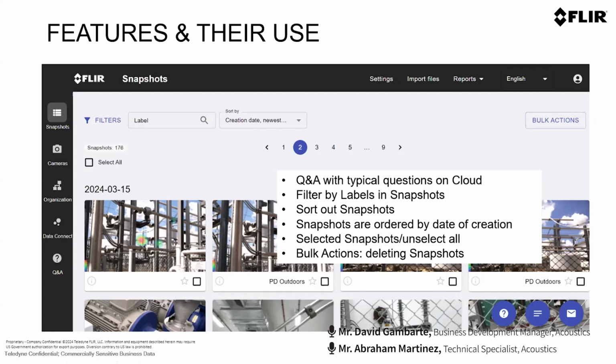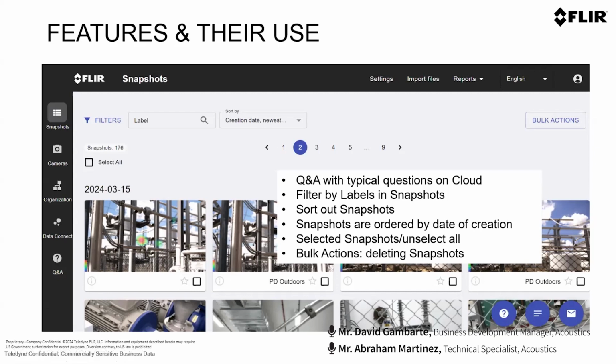The snapshots are ordered by date of creation. So basically, you will be able to see the latest ones, the newest ones, in the upper side, then page number 1, and if you go back, you will be able to see them in the different pages. You can see here the total number of snapshots in my own cloud. This is my own personal cloud.